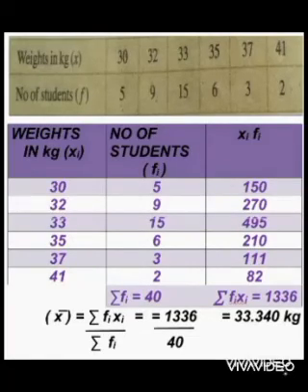So what is the formula here? X bar, the mean, is equal to sigma fi xi by sigma fi. Sigma fi xi, how much did you get, children? 1336, by sigma f, how much did you get? 40. If you cancel it, you will get 33.4 kgs. So any sum, if they are given in this form, you have to represent it in a tabular form. Okay, it will be somewhat easier for you to solve the sum.